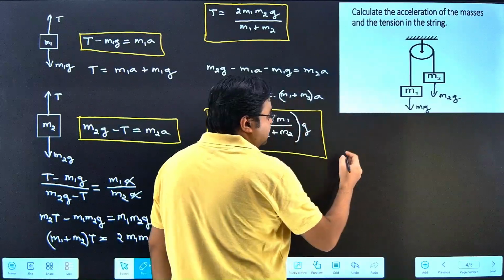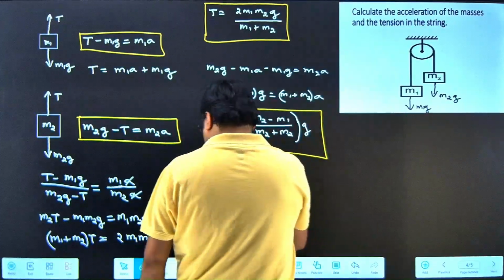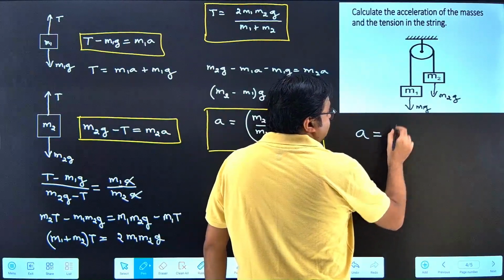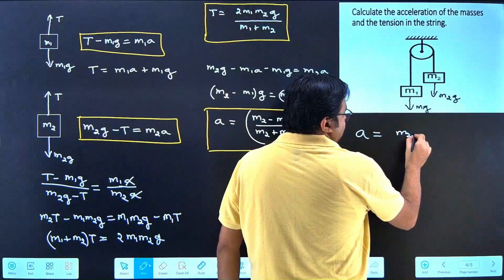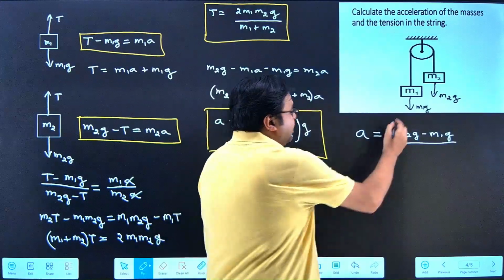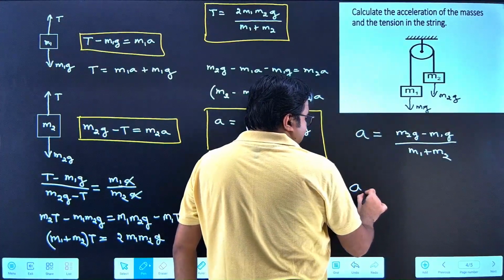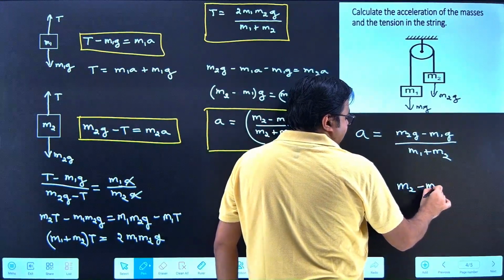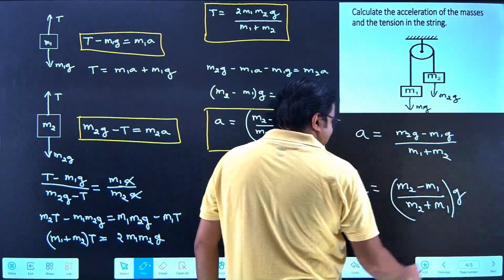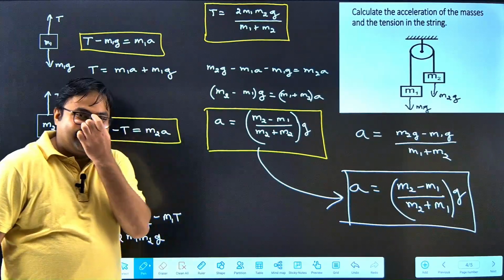So what's the net pulling force here? The net pulling force, dear friends, would simply be equal to acceleration A equal to net pulling force, which is m2g minus m1g. Sir, why did you write m2g first? Because it's greater, very simple. Divided by total mass, which is m1 plus m2. You just take this as a common factor. You will have m2 minus m1 divided by m2 plus m1 multiplied by g. Now that becomes your equation for acceleration, and that's exactly what you got in the previous case.